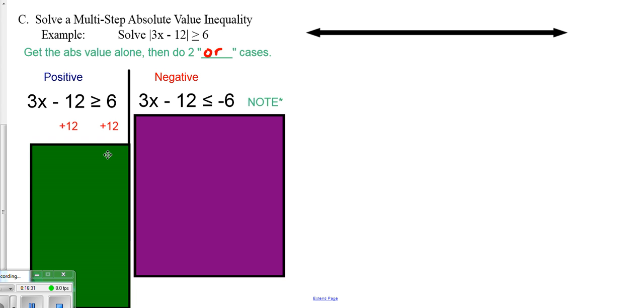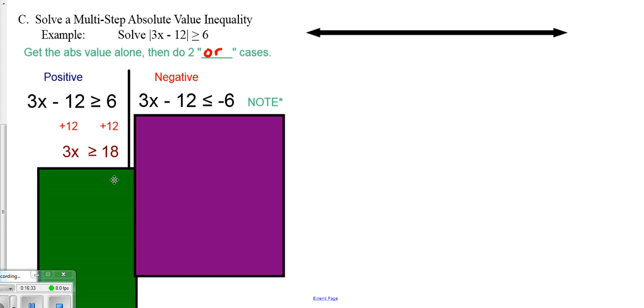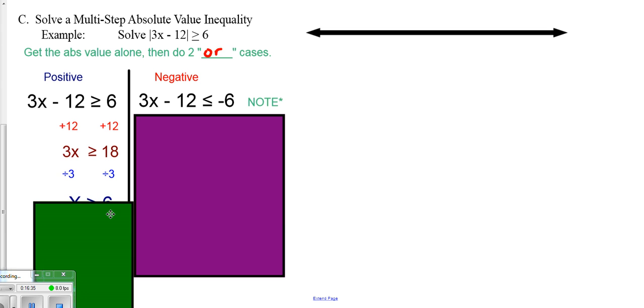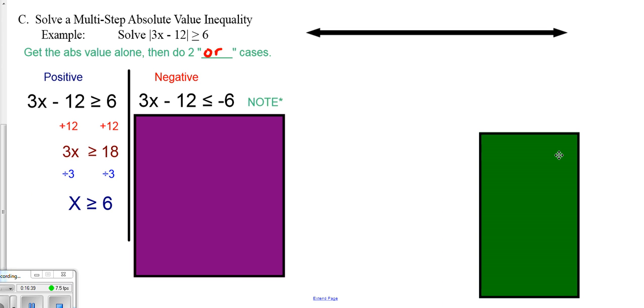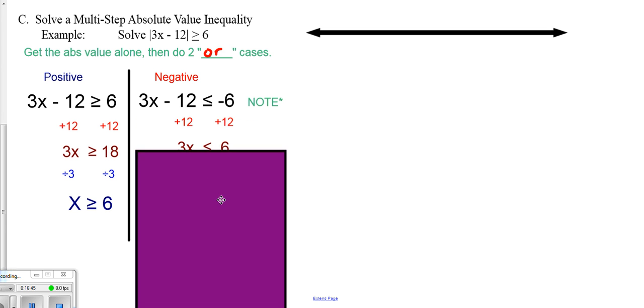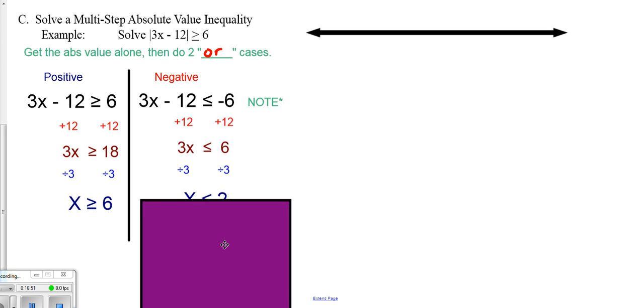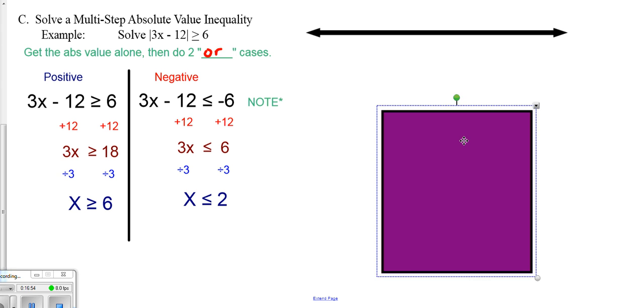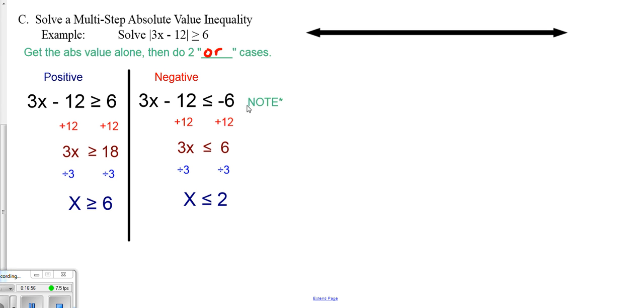Add 12 to both sides gives us 3x is greater than or equal to 18. Divide by 3 from both sides. X is greater than or equal to 6. Same thing over here. Add 12 to both sides. 3x is less than or equal to 6. Divide by 3 from both sides. X is less than or equal to 2.